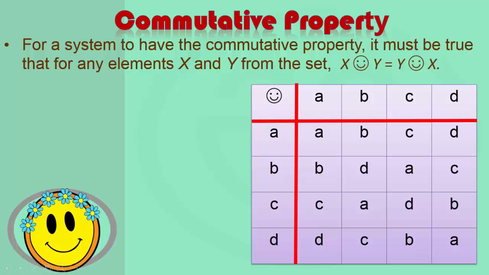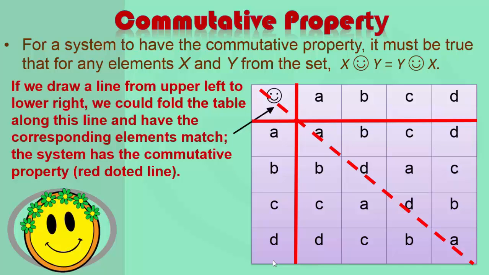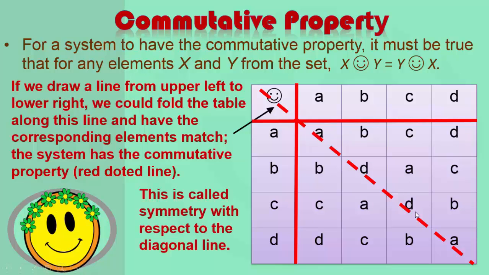How are we going to figure out whether or not it's commutative? Well, we're going to do the same thing that we did earlier. We're going to draw a diagonal through it. If we draw a line from the upper left to the lower right, we could fold the table along this line and have the corresponding elements match. So as you see, if we fold it, B will match B, C will match C, A will match A, D will match D, etc. The system has the commutative property, and that's what that would mean. If they match up by folding, then they have the commutative property. This is called symmetry with respect to the diagonal line.